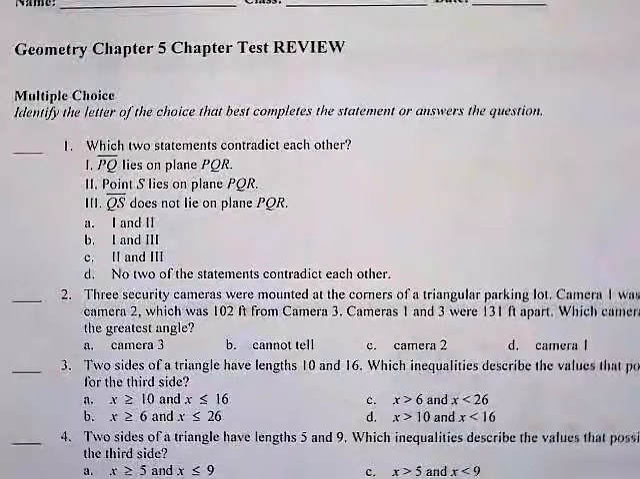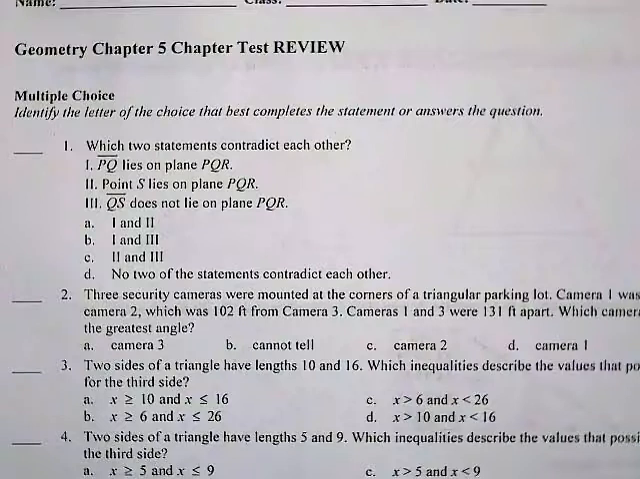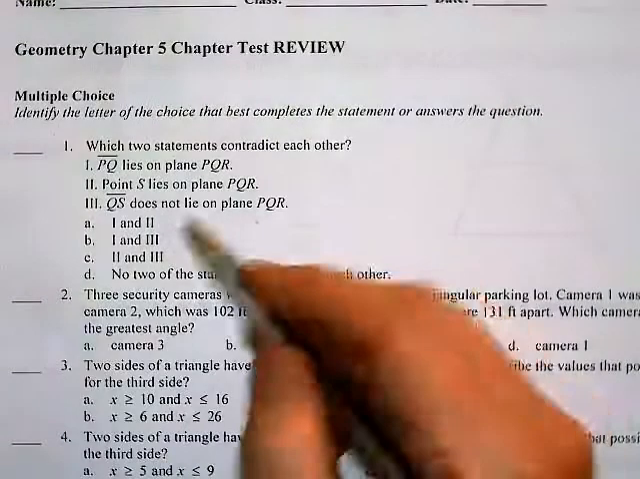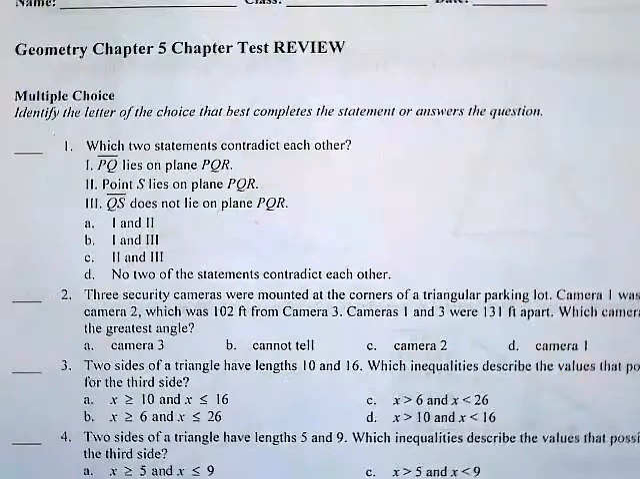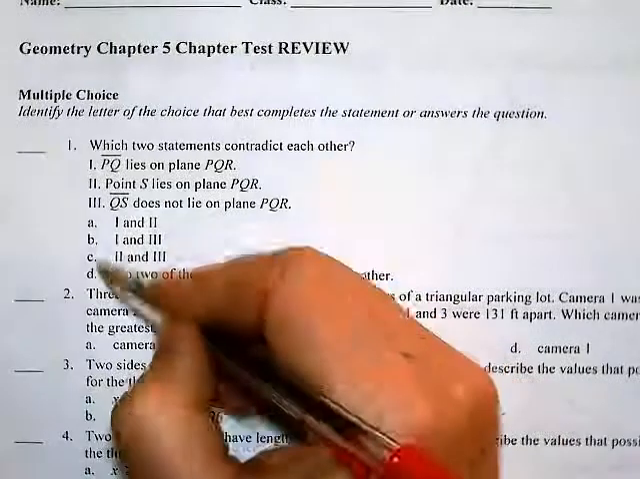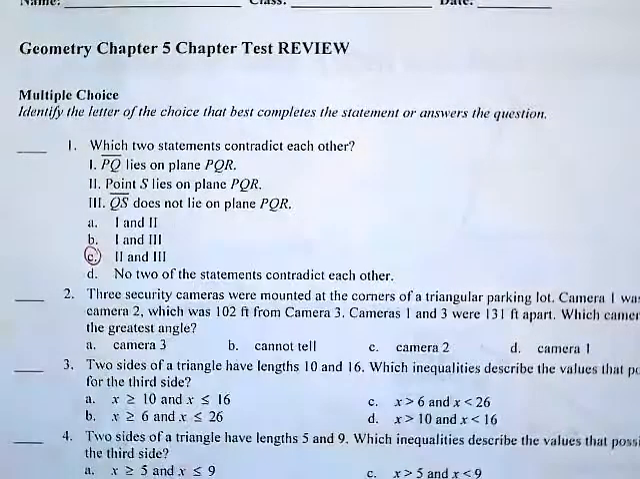Question one says, which two statements contradict each other? Segment PQ lies on plane PQR. Point S lies on the plane PQR. Or QS does not lie on plane PQR. Which two contradict each other? Why do 2 and 3 contradict each other? Okay, so the answer there is C.